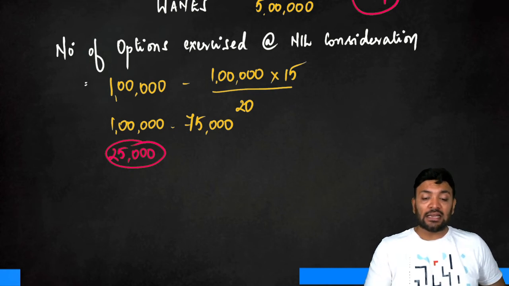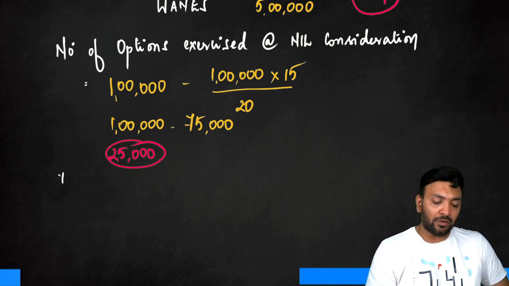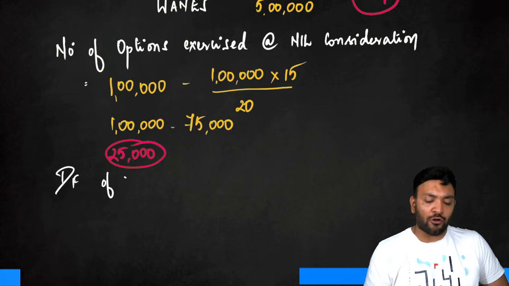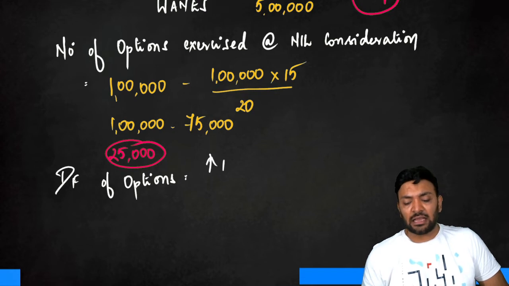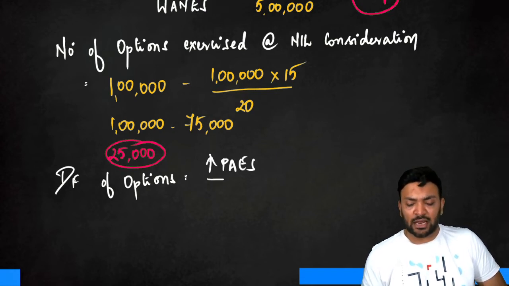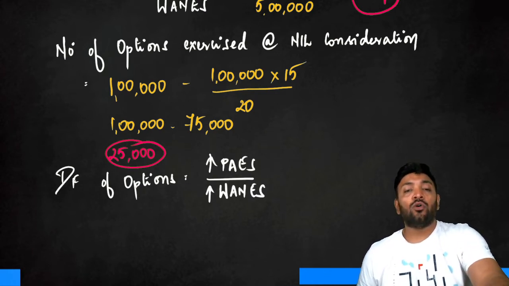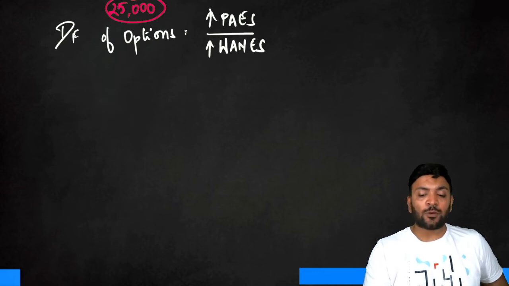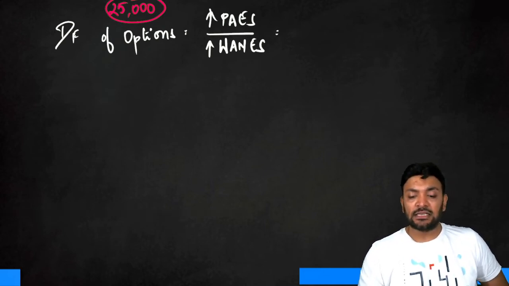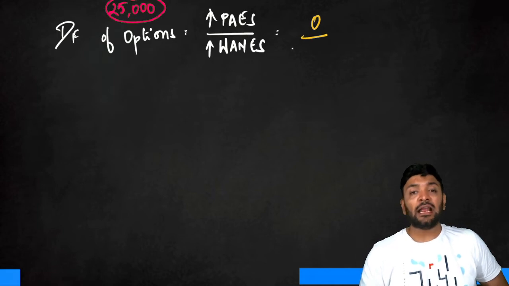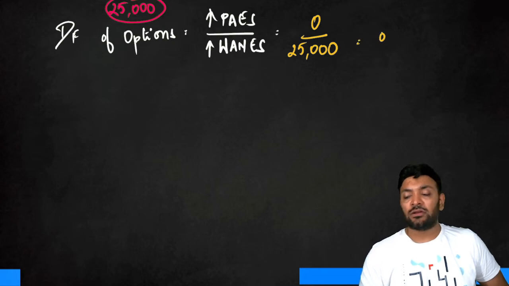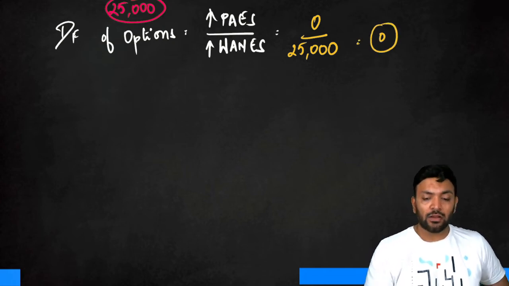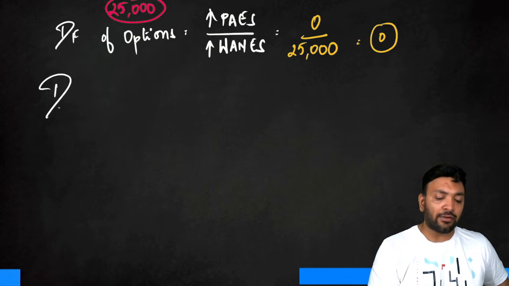If I have to calculate the dilution factor here, the dilution factor of options is given with the formula: increase in profits available to equity shareholders divided by increase in weighted average number of equity shares. What is the increase in profits? Always for options, your increase in profits is 0, divided by only consider the number of options exercised at nil consideration, 25,000, resulting in an answer of 0. Let's try to calculate diluted EPS then.